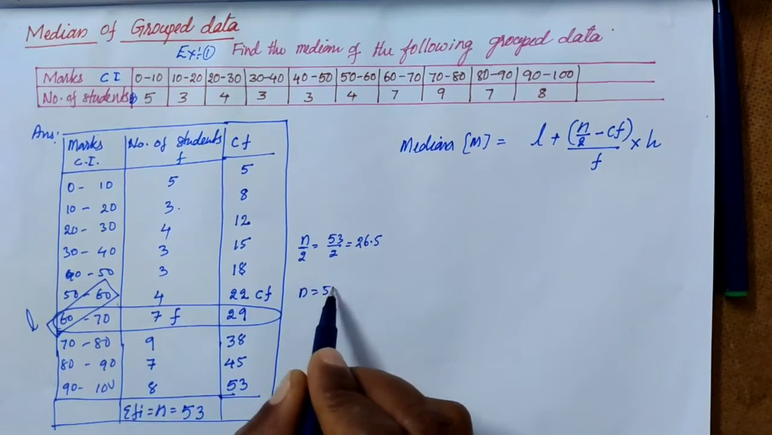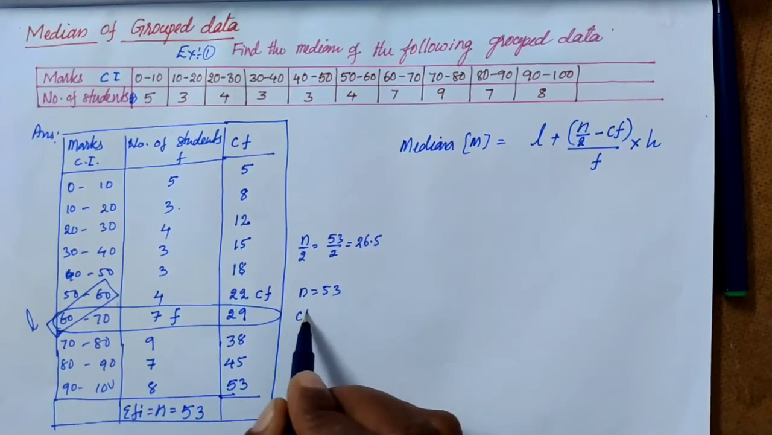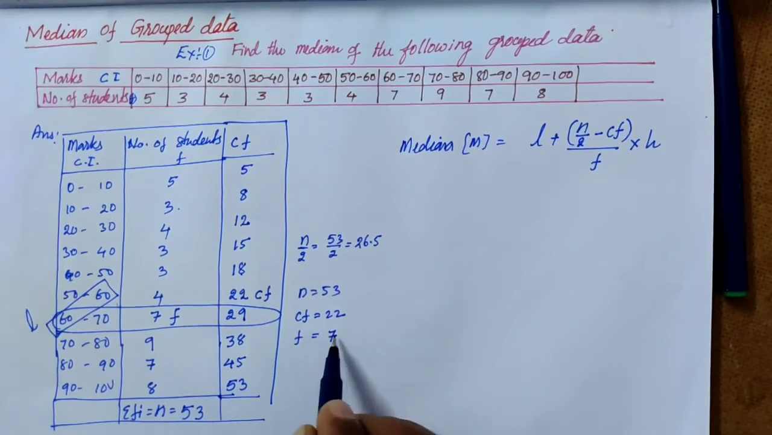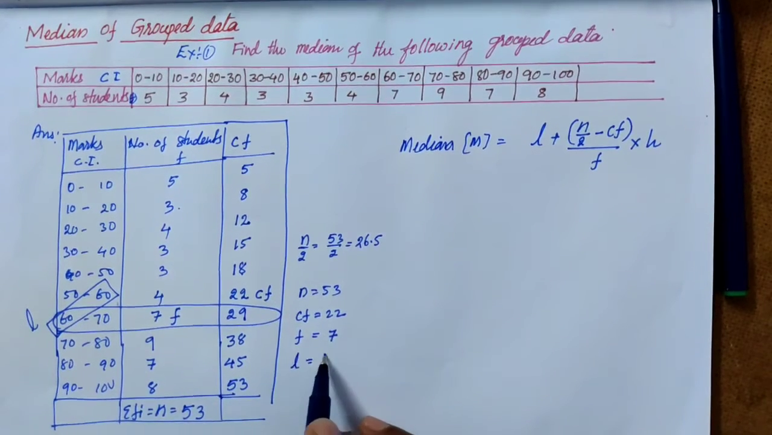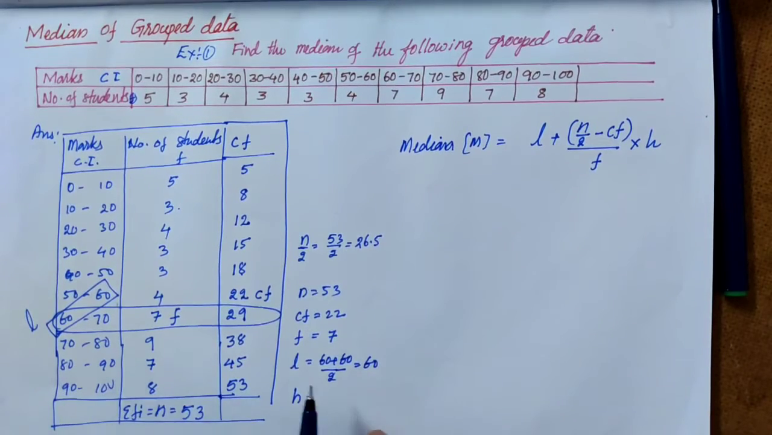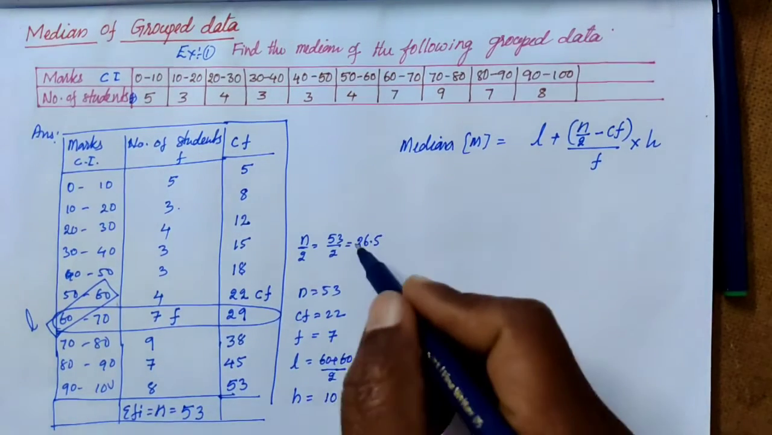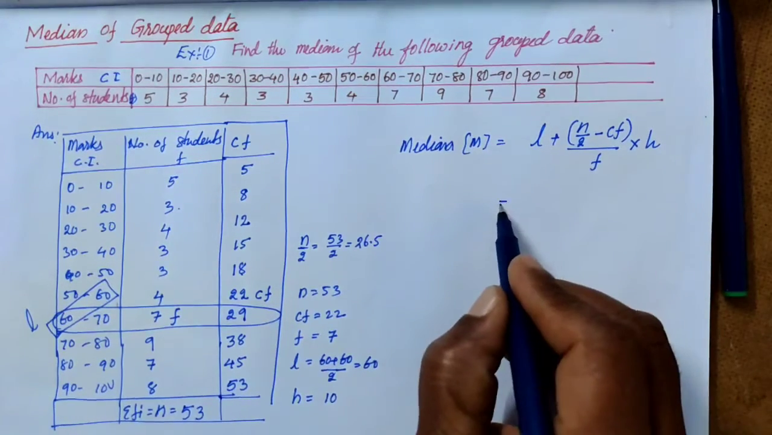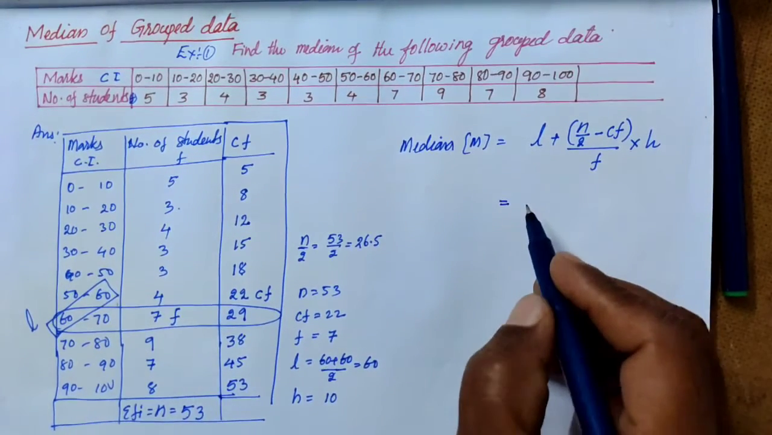So here N is equal to 53, CF is equal to 22, F is equal to 7, L is equal to 60, and H is equal to the length of the median class, that is 10 we got. So substitute these values in this formula, you will get the median of the grouped data.